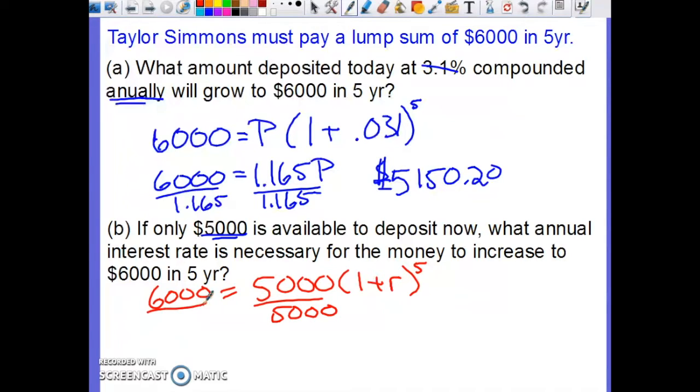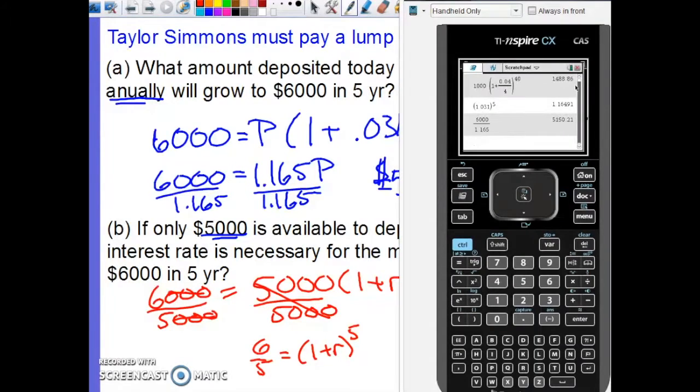I'm going to keep this as fractions to help us out. So this cancels, and these 3 zeros and these 3 zeros cancel. We have 6/5 is equal to 1 plus R to the 5th power. How do we get rid of that 5th power? We can use our calculator and take the 5th root. I'm not sure how to take the 5th root with this calculator, so I'm going to switch over to a TI-84 for time's sake.